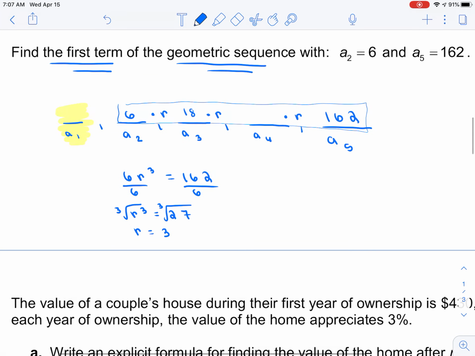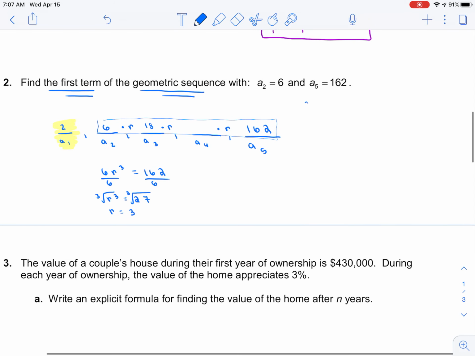Now, the problem is I want to find what a sub 1 is. So from here, you have 2 different options. Since it's only 1 term away, it's very easy to go the other way. If I want to go to the left, I'm going to divide by that r value, and that would give me a value of 2. So very easily, I get a sub 1 equals 2.